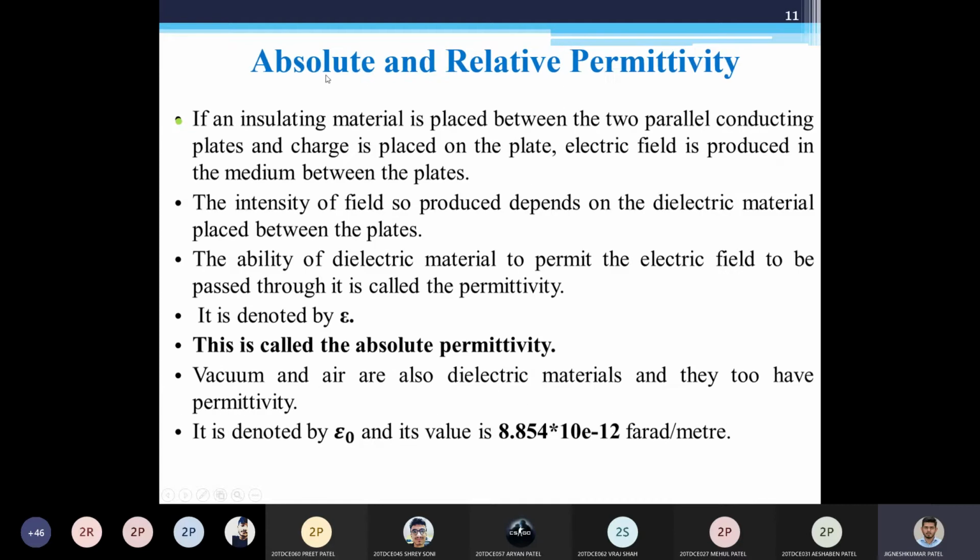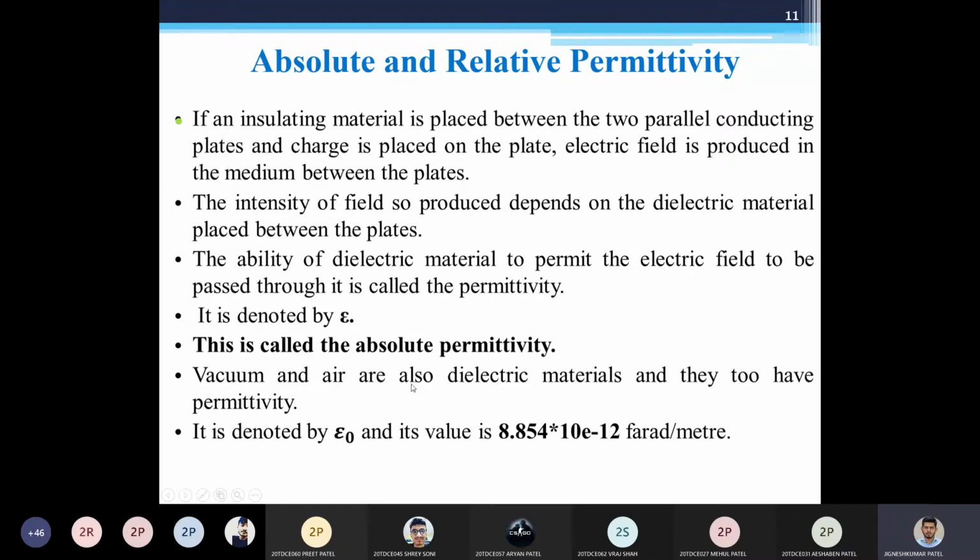Then we have seen what is the absolute and relative permittivity. The ability of a dielectric material to permit the electrical field to pass through it is called the permittivity. Whatever the value of this permittivity is, that is the absolute permittivity. It is denoted by epsilon, and whenever I say epsilon, it is absolute permittivity.